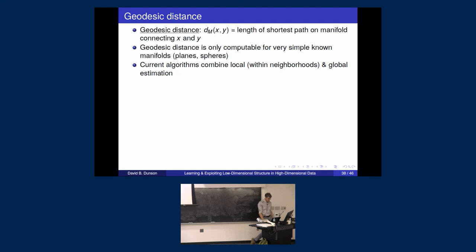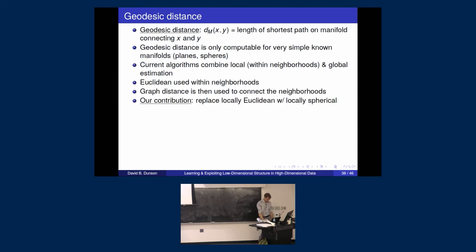Current algorithms, I would say state-of-the-art algorithms, combine local within-neighborhood and global estimation. So within a neighborhood, they use Euclidean distance, which will be like a local linear approximation. And then they're going to connect those local linear approximations through a graph path algorithm. And that's how they calculate geodesic distance. And so what we're going to do is just take their algorithm, the Isomap algorithm, and replace locally Euclidean with locally spherical and see if we can improve things.